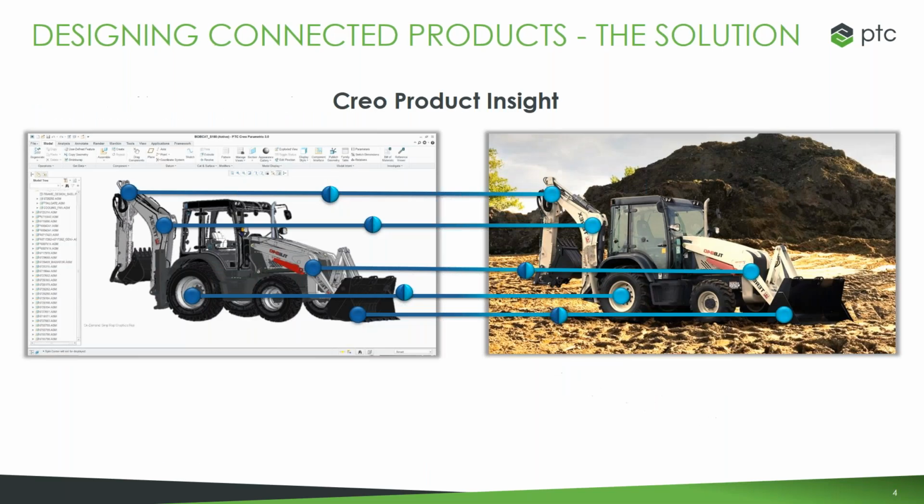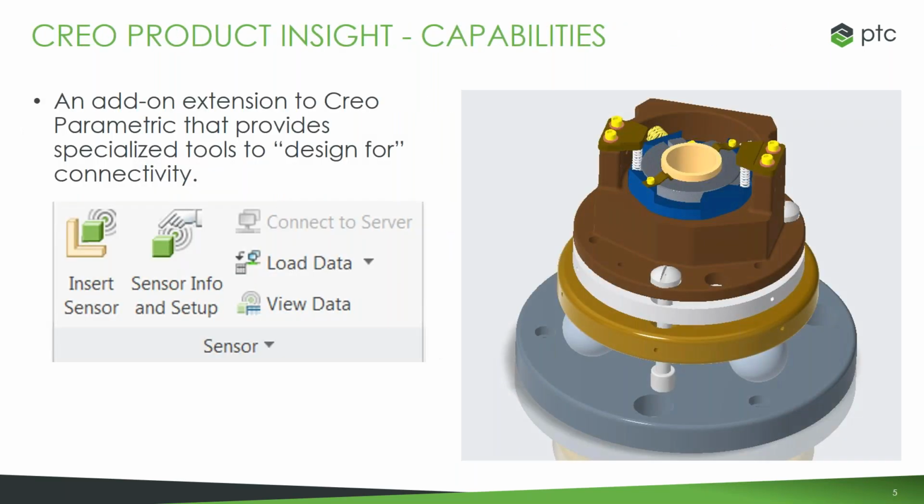So to address these challenges, PTC offers Creo Product Insight, which allows you to bridge that gap between the real world information that you're collecting and being able to utilize that in Creo and being able to really improve your designs. So some capabilities that help to back it up as a solution. First off, it is an add-on extension to Creo, and it works directly with it, and it will provide you some specialized tools to help design for connectivity and being able to bring in some of that IoT information.